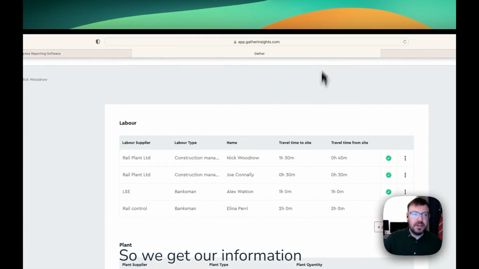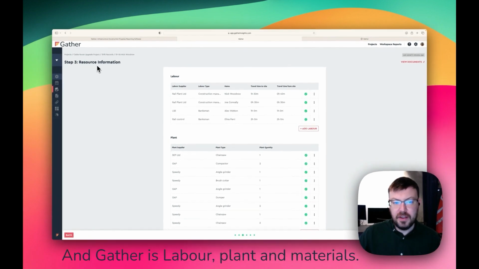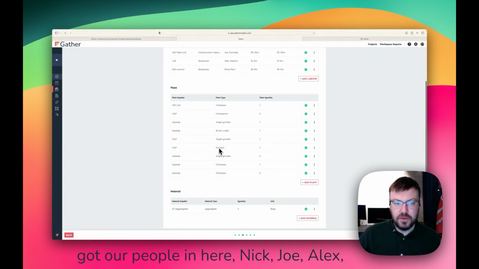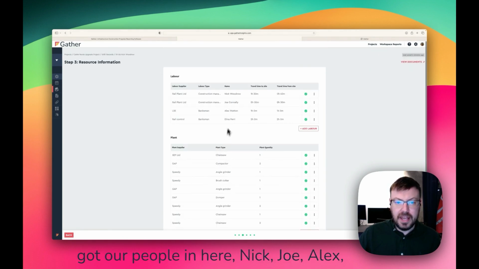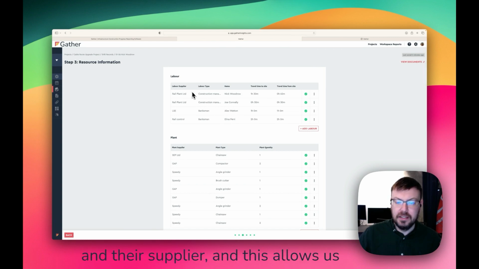We get our information from our typical records. Typical records, step 3 in Gather, is labor and materials. So we can see here how that's built up. As you can see in front of us, we've got our people in here, Nick, Joe, Alex, and Lena, the role that they undertake, and their supplier. And this allows us to understand their rate.